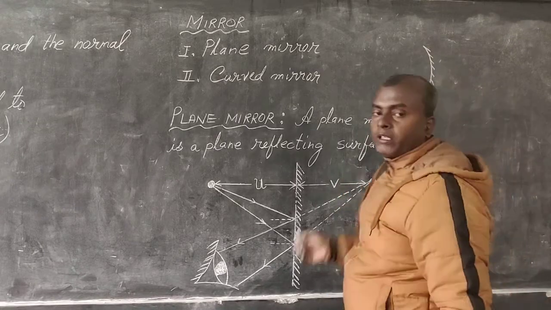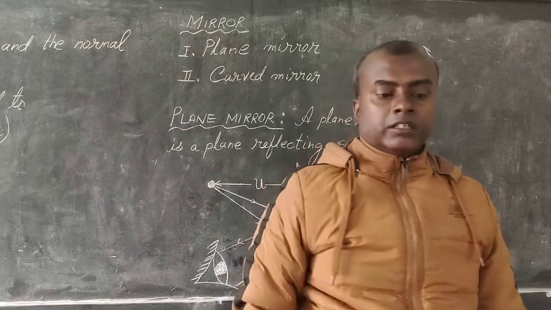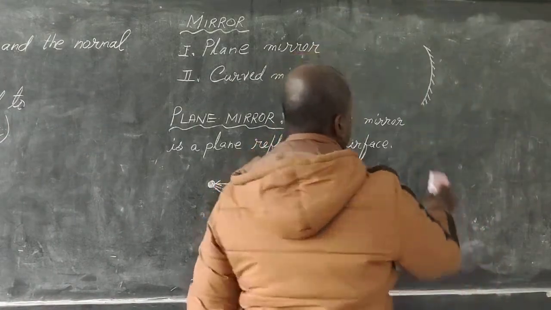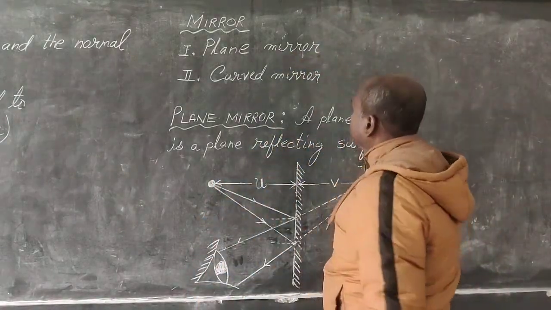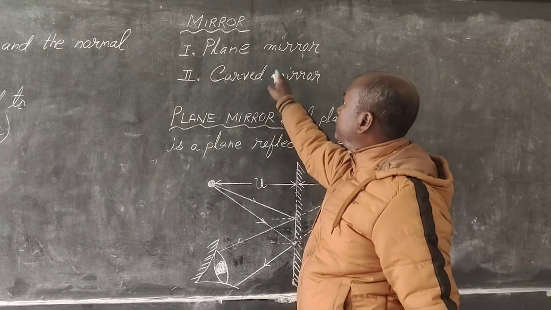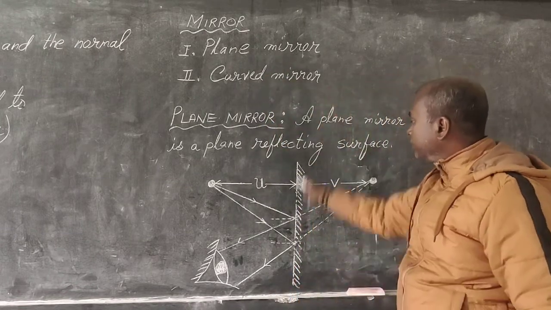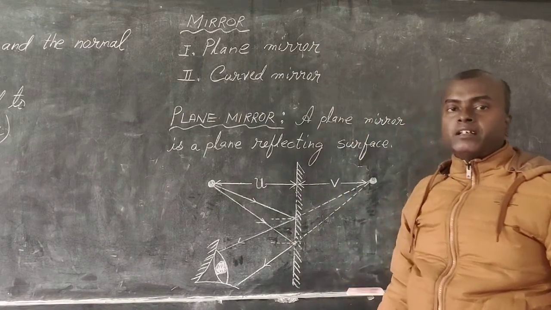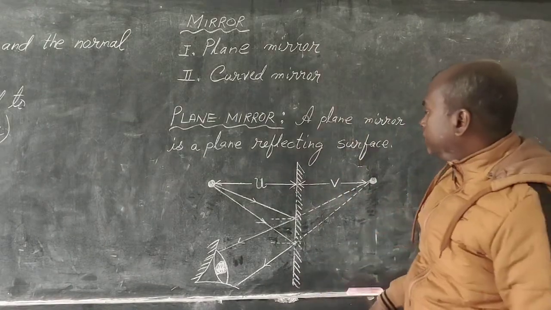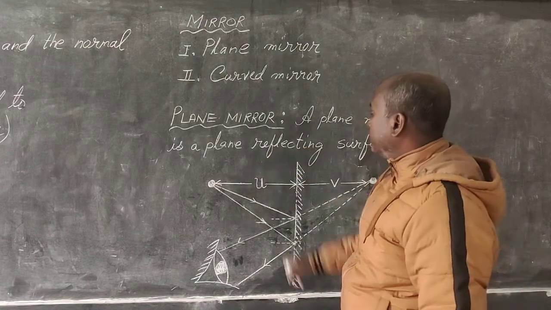We will learn about them in class 8. In class 7 we don't have curved mirrors in our syllabus. What we have is plane mirrors, which have a plane reflecting surface like this. One straight plane reflecting surface. Such kinds of surfaces are called plane mirrors.